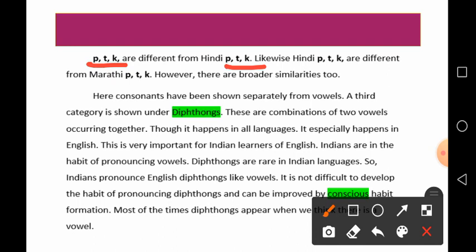In Hindi, pa, ta, ka. Likewise, Hindi and Marathi, even they are different. However, there are broad similarities too. So they are even similar. While speaking, we can see that they are resembling, they are similar.